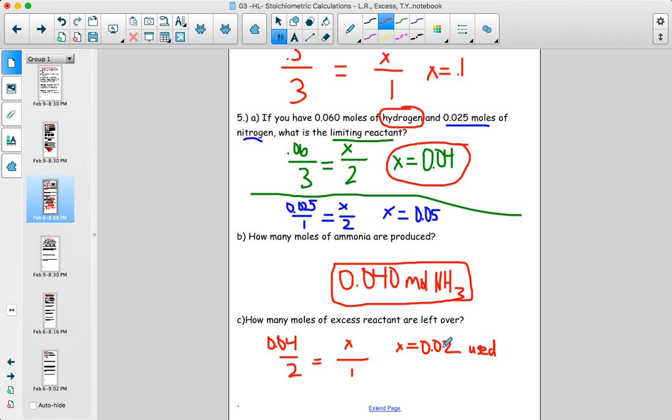So I've used 0.02. If I go back to the beginning, I started with 0.025, and therefore I've got 0.005 moles left over of actual excess. So that's how much of the nitrogen would be left over when I make 0.04 moles of ammonia. So this is the answer to the third question.